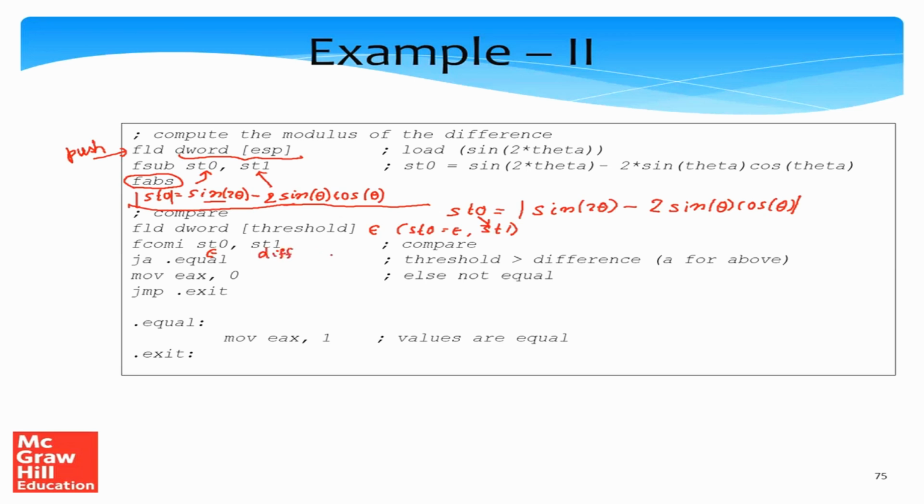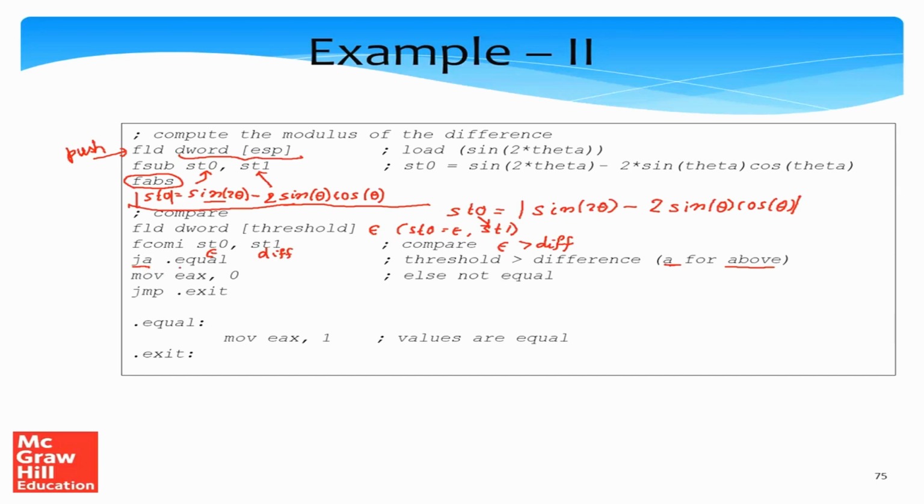Ideally, what is it that we want? We want epsilon, the threshold, to be greater than the difference. This means that the threshold is above the difference, because it's an unsigned comparison. That's an important point to note, that we'll only use above and below. So we use the conditional branch JA, where J is for jump and A is for above.